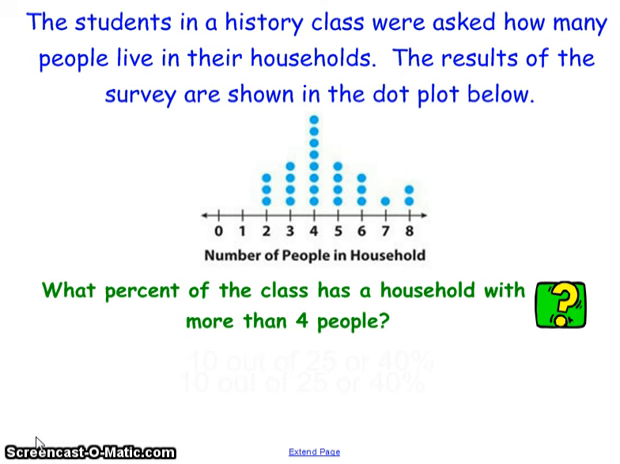Again, we are looking at the same data for people in a household. What percent of the class has a household with more than 4? So in this problem, we will not include houses with 4 people. We have 10 out of 25, so we count all of the dots that are 5 and above, and that number is 10. There's 25 dots, which is 40%. Again, if you have questions about how to get 40%, you're going to want to attend tutorials with your teacher.